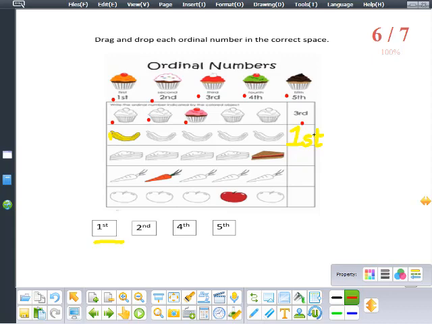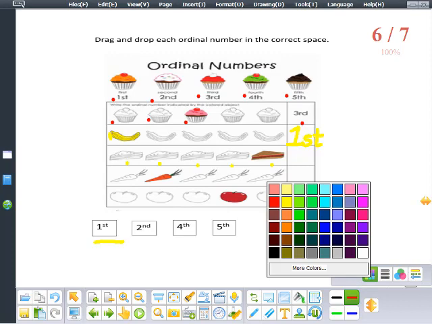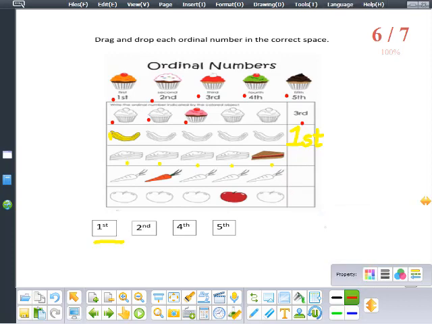What about the next one? Let's count them. 1, 2, 3, 4, 5. So the colored one is number 5. And number 5, we call it what? Excellent, excellent. We call it fifth. This is fifth. Let's write fifth. 5th. We call it fifth.